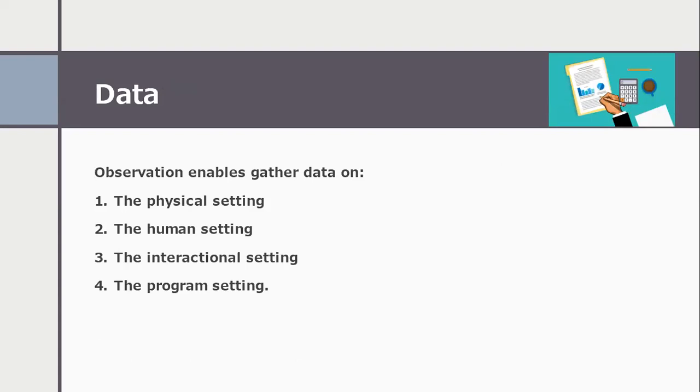The human setting is about data on gender, class, human behavior, and the characteristics of the human. The interactional setting is about the interaction, how they are interacting with each other, whether in a formal or informal way, plain talk or informal talk. The program setting is about the teaching way, how the organizer or the people are delivering, the curriculum, and in which way it is delivered. Next, ma'am.